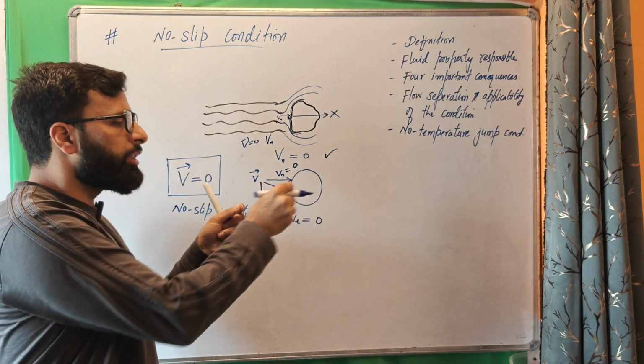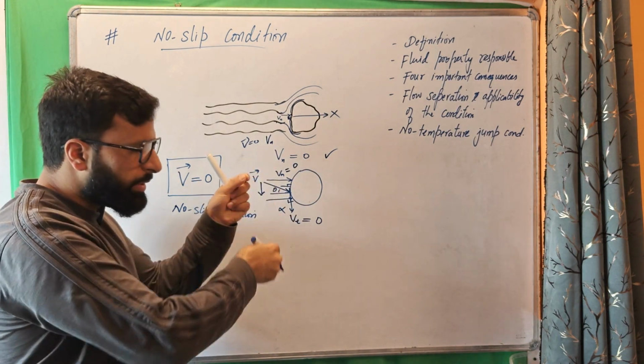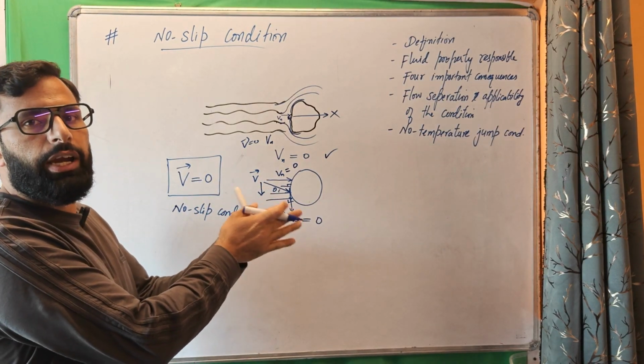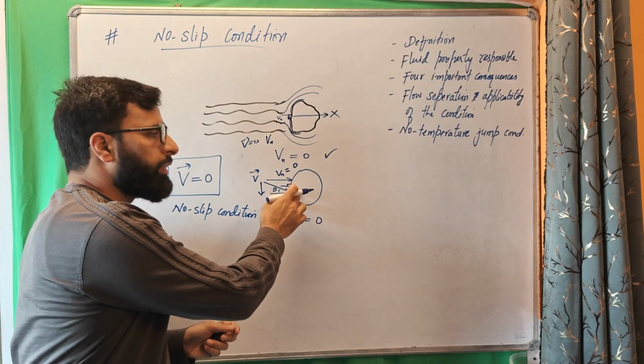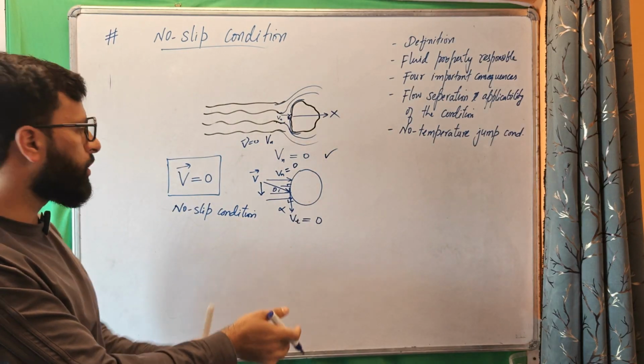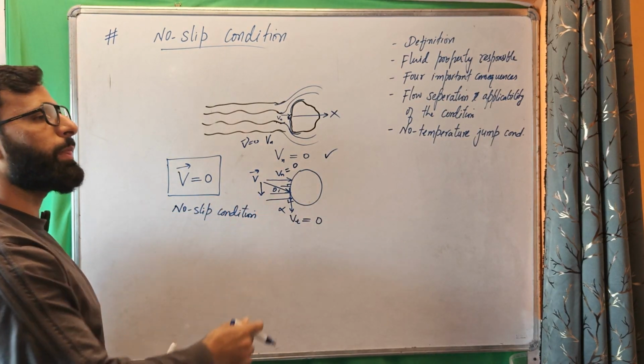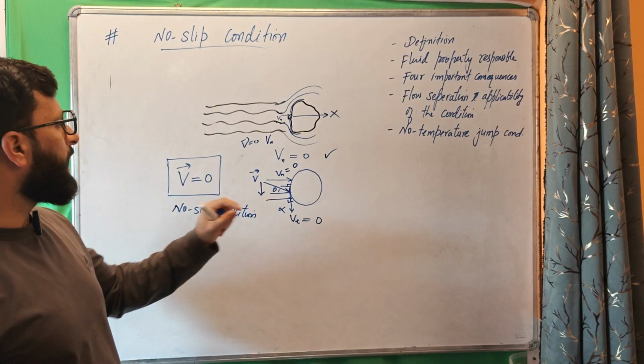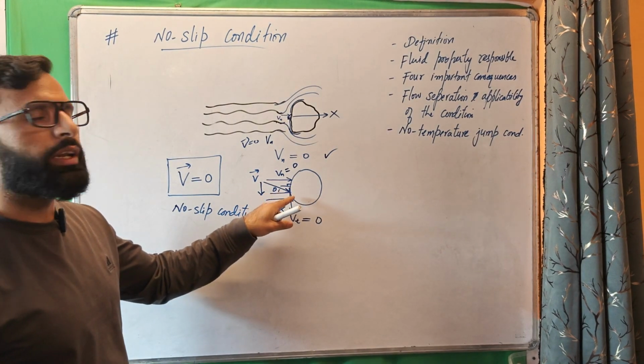It does not slip in the normal direction. It does not slip in the tangential direction. No slip occurs. It just stays at rest in contact with the solid surface. Since no slip occurs, it's called a no slip condition. That means no normal velocity component of the fluid layer and no tangential component of the fluid layer.